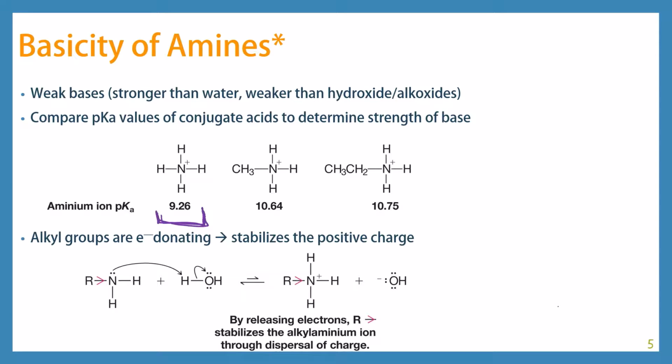In this example here, you see an amine that has one alkyl group on it. That alkyl group is donating electron density to the nitrogen's lone pair, and so it's able to pick up a hydrogen from water and create an ammonium hydroxide salt.